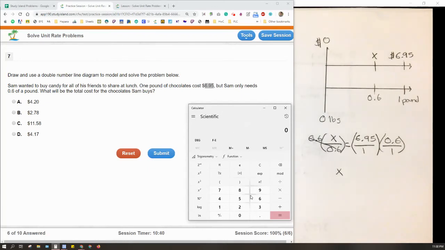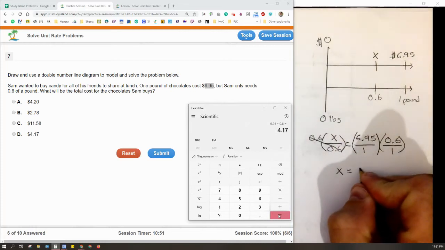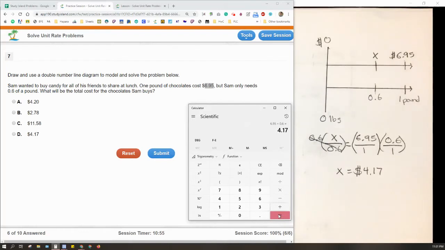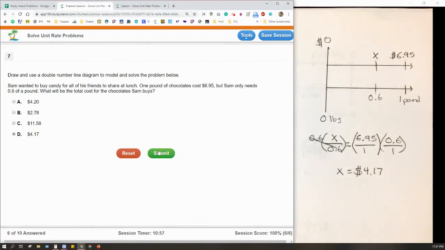All you have to do is punch into your calculator $6.95 times 0.6, and you get your answer, which is 4.17. So that ends up being $4.17. There you go.